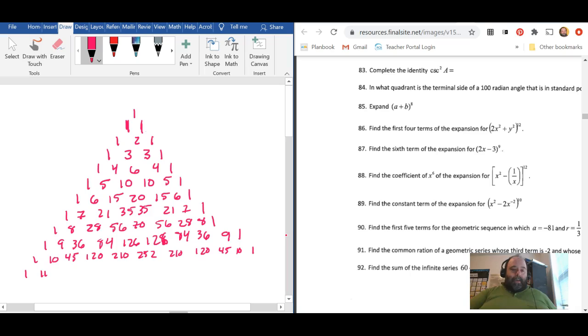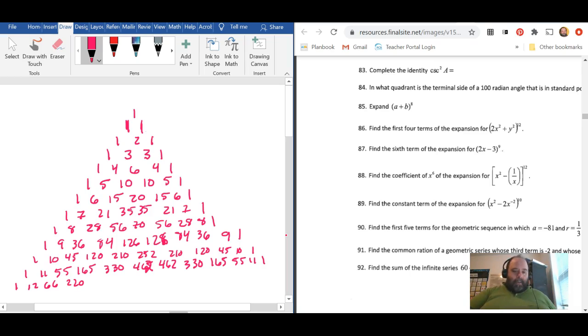11th, there we go, 55, 165, 330, 462, 462, 330, 165, 55, 11, 1, and then finally the 12th row. 1, 12, 66. Okay, so it's 55 plus 165 is 220, right?